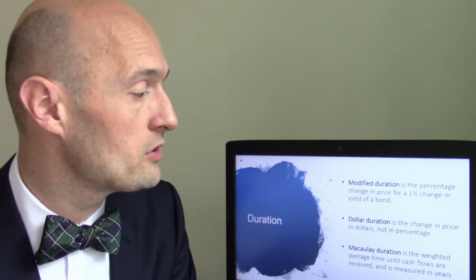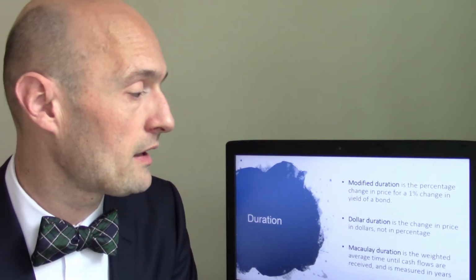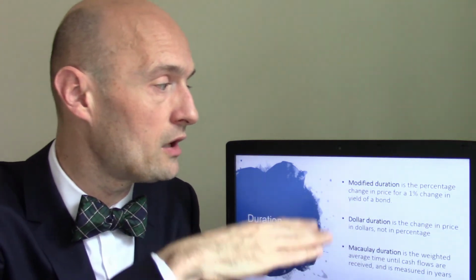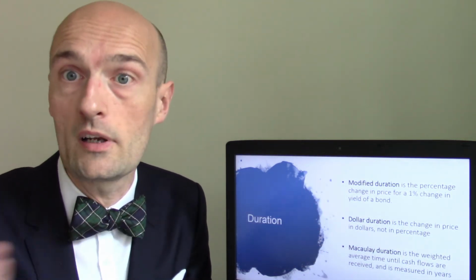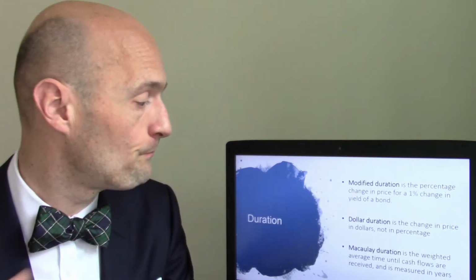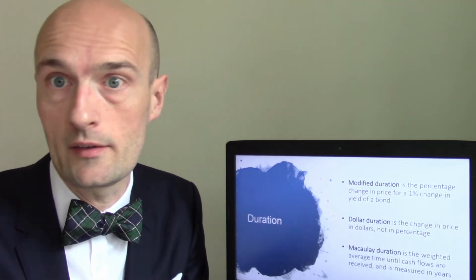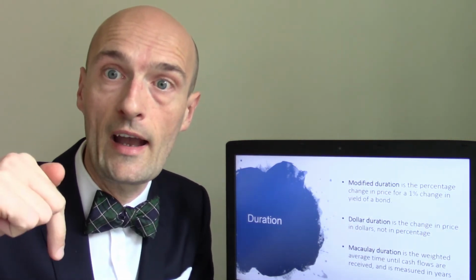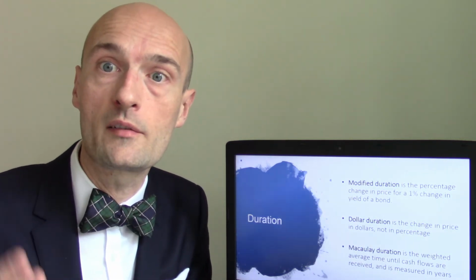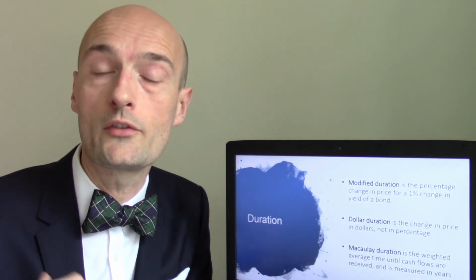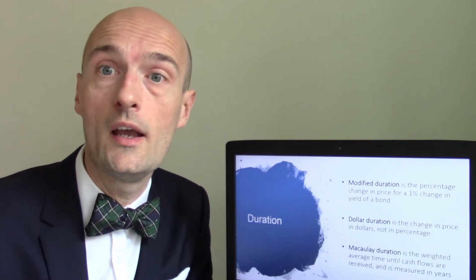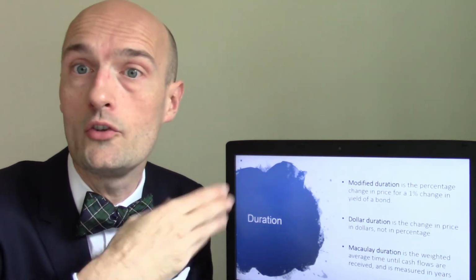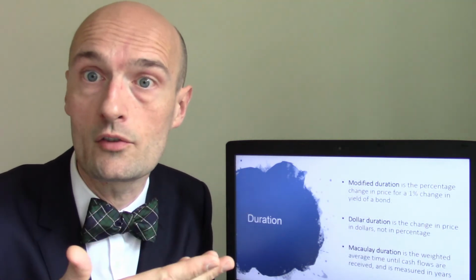And Macaulay duration is the weighted average time until the cash flows are received. And so that is measured in years rather than in dollars or in percent. But essentially, they all tell you the same thing, which is how interest rate sensitive a bond is. So obviously, if you think interest rates are going to go down and you thus expect bond prices to go up, you'd want to own bonds that have a lot of duration. If you think that interest rates are going to go up and thus bond prices are going to fall, you'd want to have bonds that have less duration.